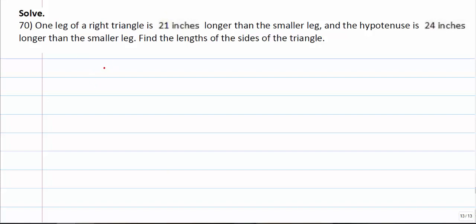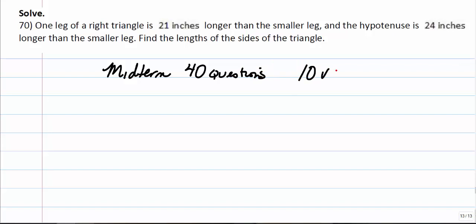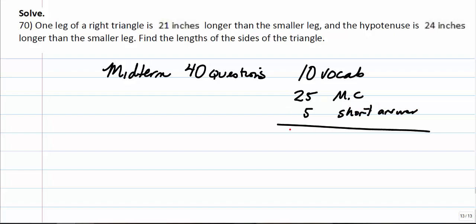Also, I will say this. On your midterm, there will be 40 questions. The 10 vocab questions. So out of the vocabulary, I'm going to pick 10. Then there's going to be 30 questions. 25 will be multiple choice, and the other 5 won't be. They'll just be what's called open-ended or short answer. So that's a total of 40.